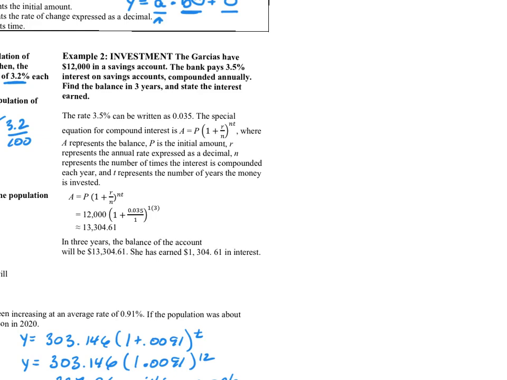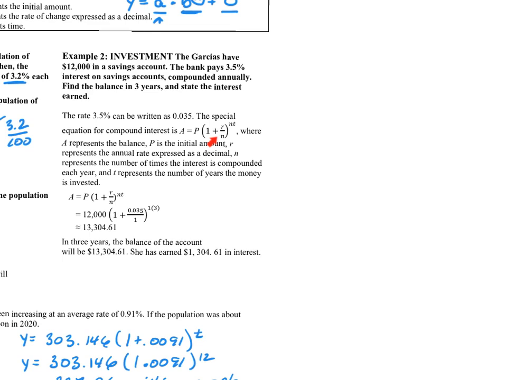So our initial amount is this 12,000. That's what we're putting into the bank, or the Garcias are putting into the bank. They're calling that P. That's the principal. So in this formula that works for our investment stuff, our P is our initial amount, our A is our final amount. We're growing at 3.5%, so we've got our 1 plus, just like we did before with the population, and up here is our time in years.